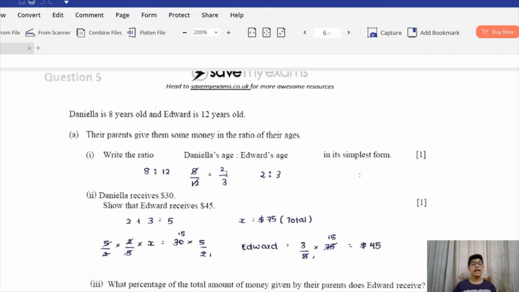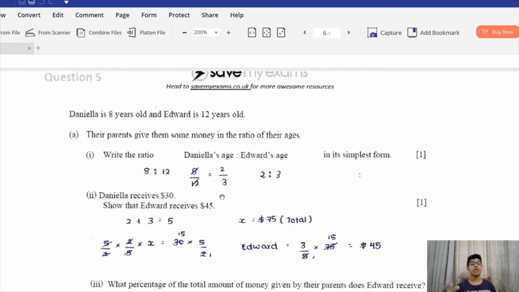Question 5. Daniela is 8 years old and Edward is 12 years old. Part A. Their parents give them some money in the ratio of their ages. Roman 1. Write the ratio Daniela's age to Edward's age in its simplest form. So basically Daniela's age is 8 and Edward's age is 12. So we're just going to go 8 ratio 12.